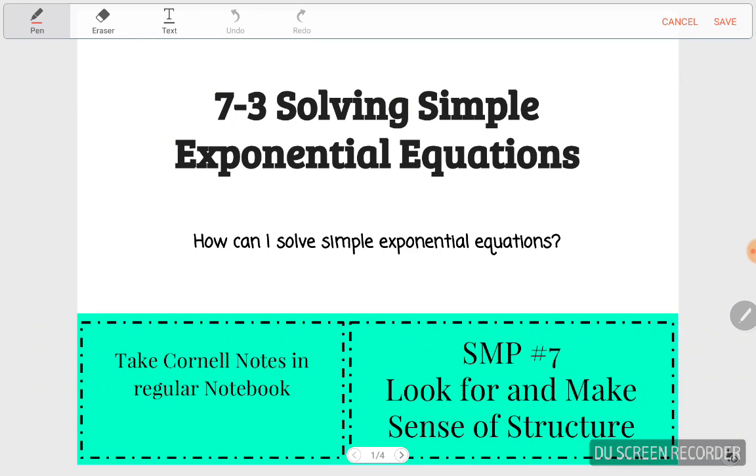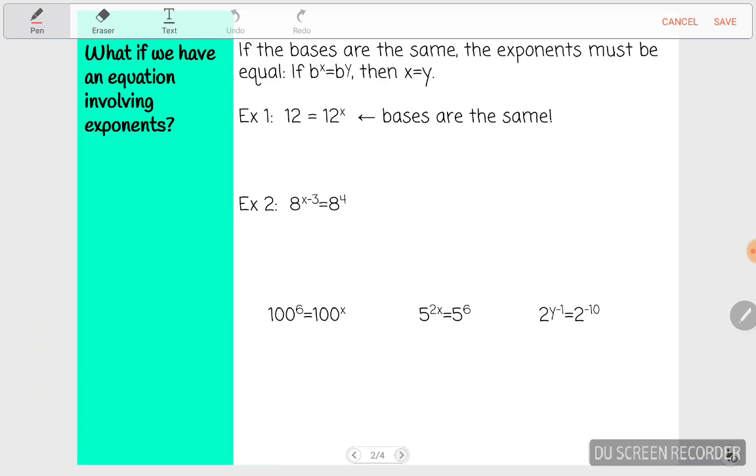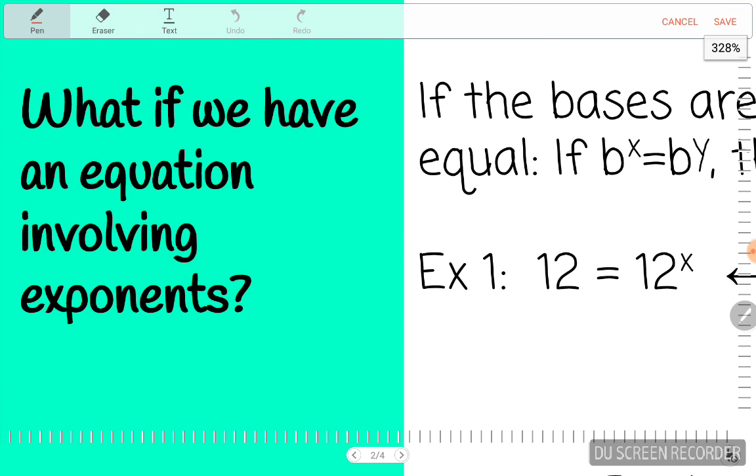All right, this section of notes is 7.3. So this is solving simple exponential equations. Okay, so equations that involve exponents. First question we have is, what if we have an equation involving exponents?